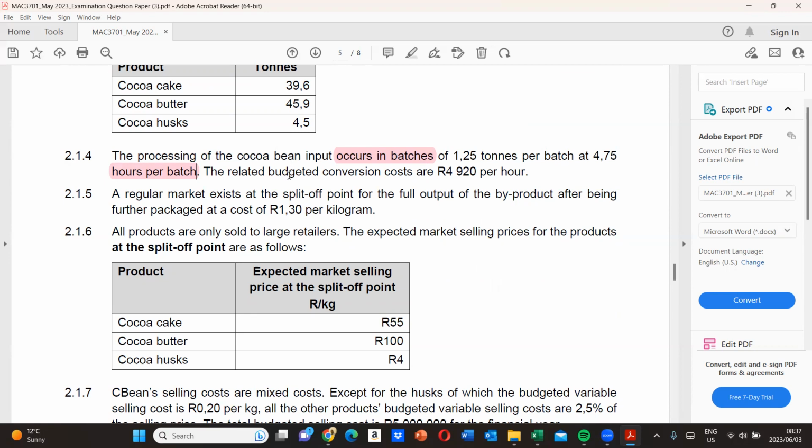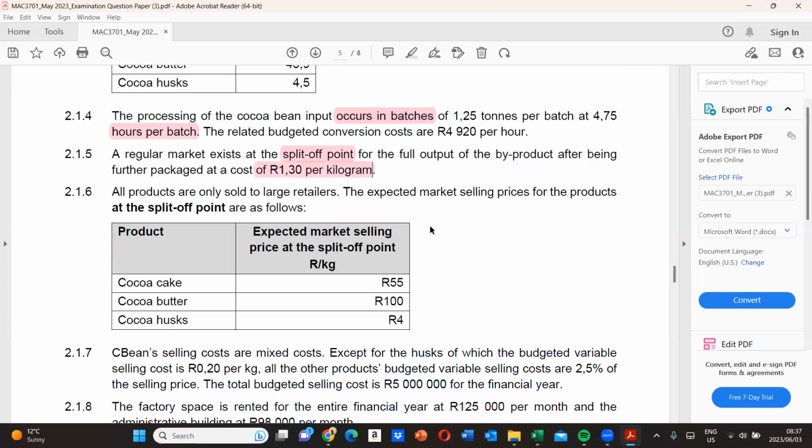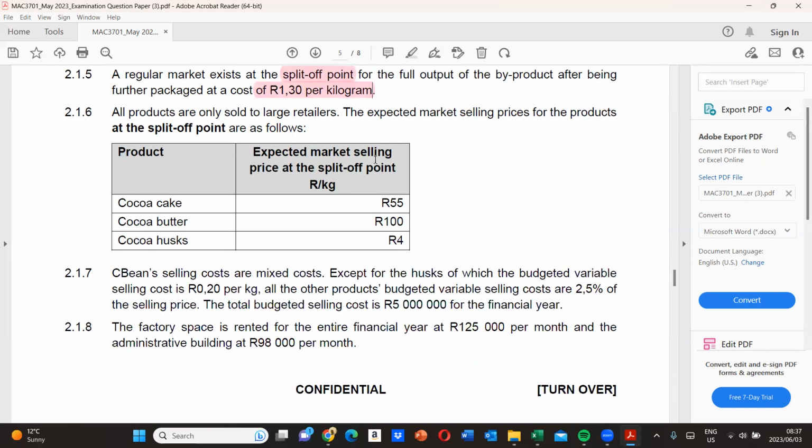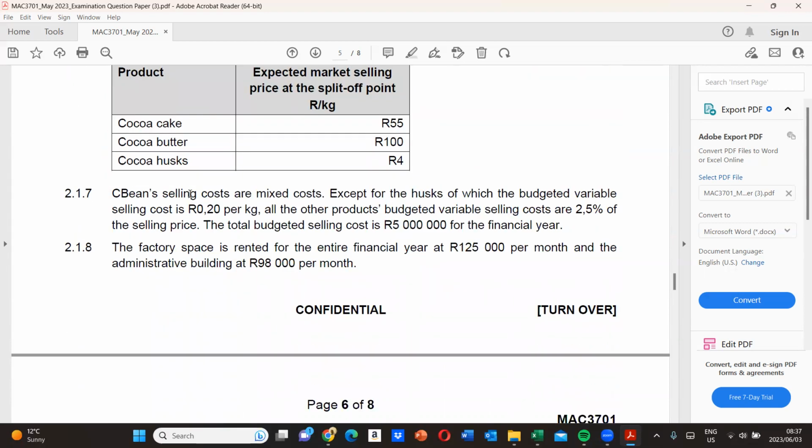A regular market exists at the split-off point for the full output of the byproduct after being further packaged at a cost of R1.30 per kilogram. All products are only sold to large retailers. The expected market selling prices for the products at the split-off point are as follows. So these are the prices that you have.